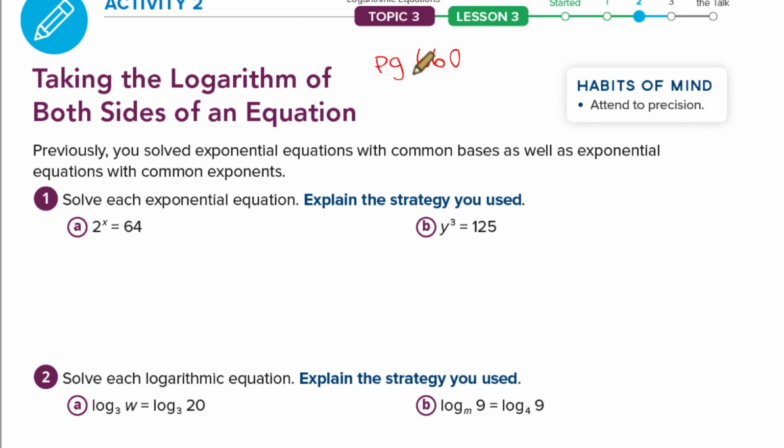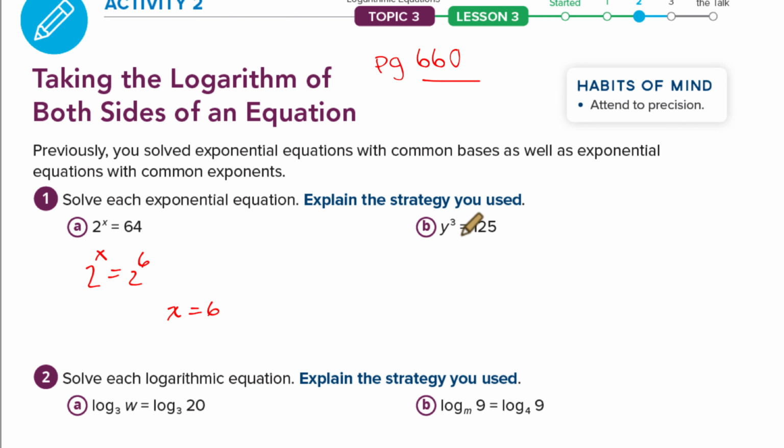So now we're on page 660, and again, this is a lot of review. It's like 2 to the x equals 64. So we have solved this before just by getting a common base, right? 2 to the x equals 2 to what? So we got 2, 4, 8, 16, 32, 64. That's 6, right? So here we're going to get x equals 6.